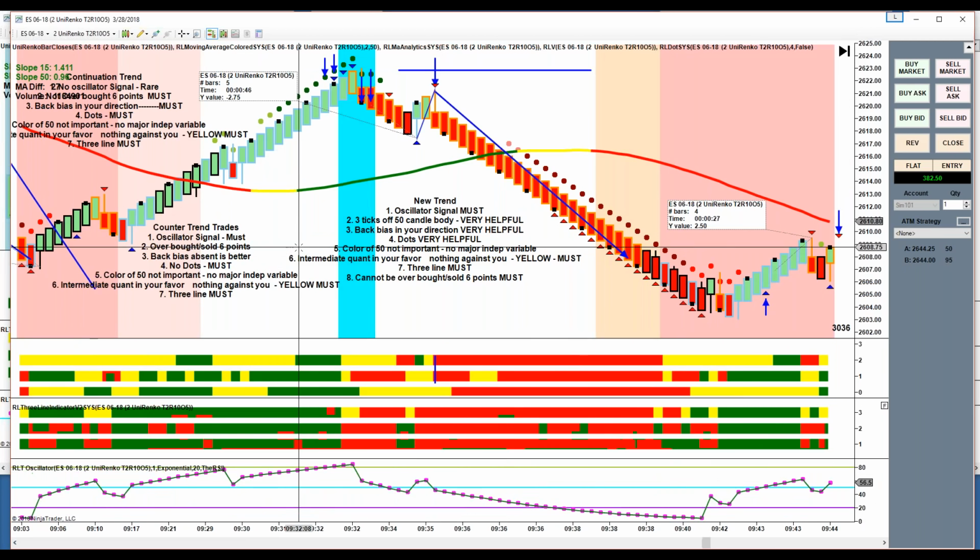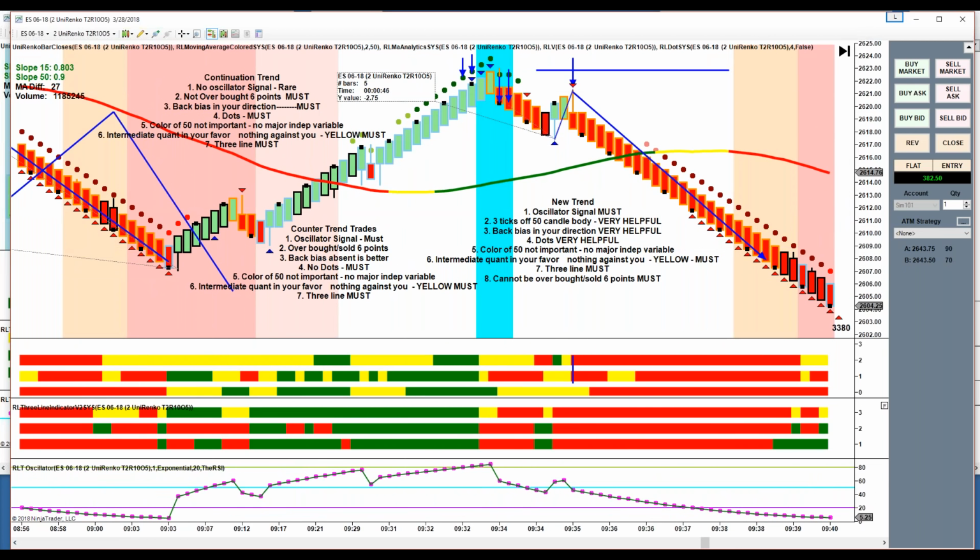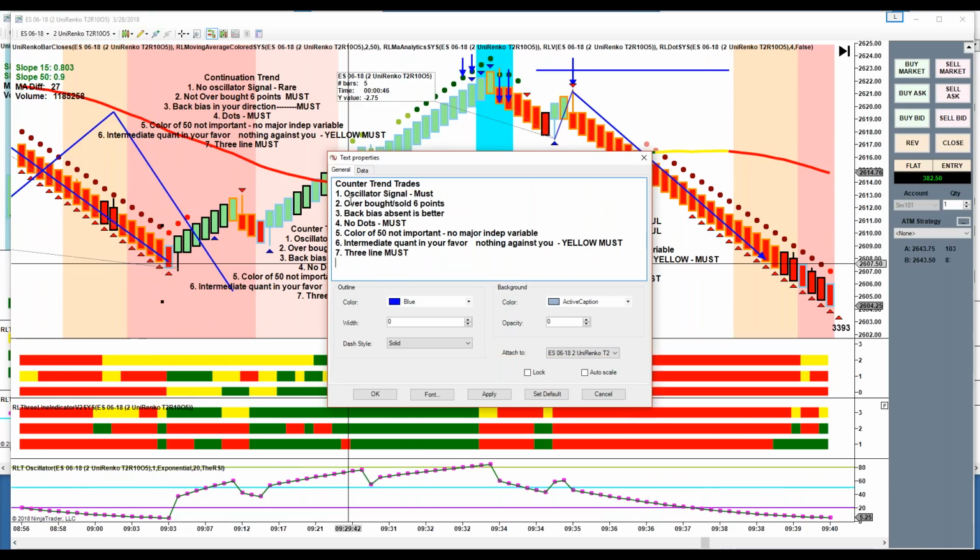Okay. Now on the counter trend trade, the oscillator signal is a must. They're not on the continuation trades. They are on the trades initiating off the 50, and they are a must on the counter trend. The closer you are to overbought or oversold, the more likely you are to have a successful trade.